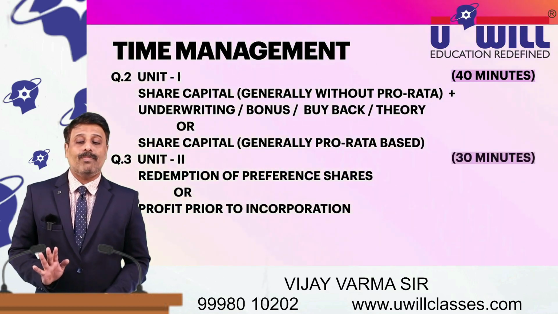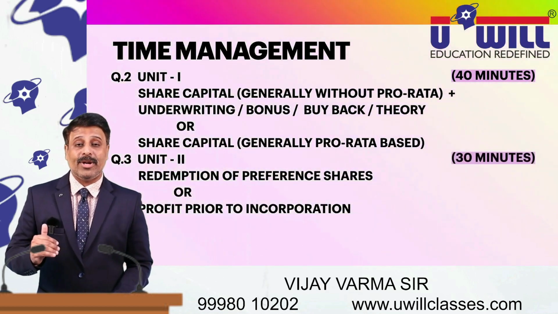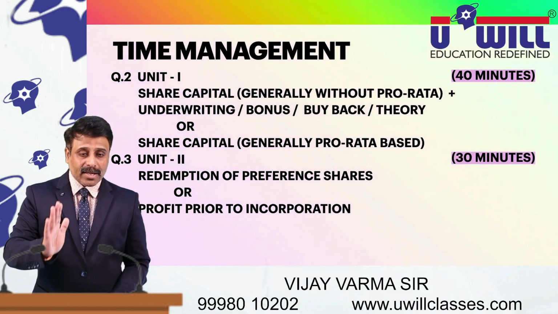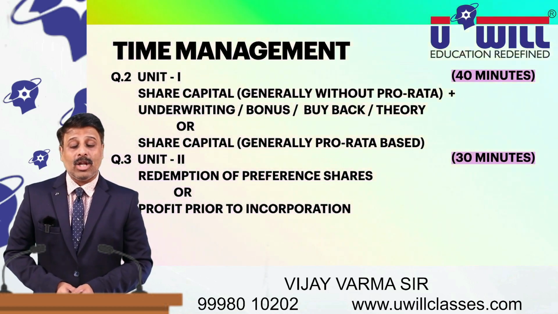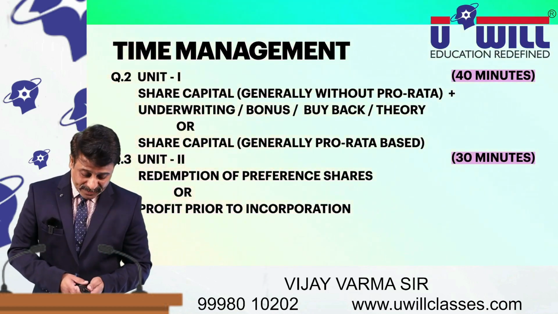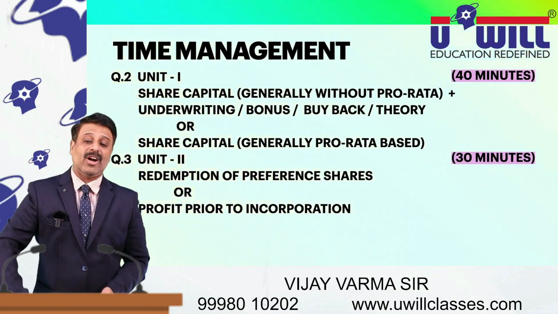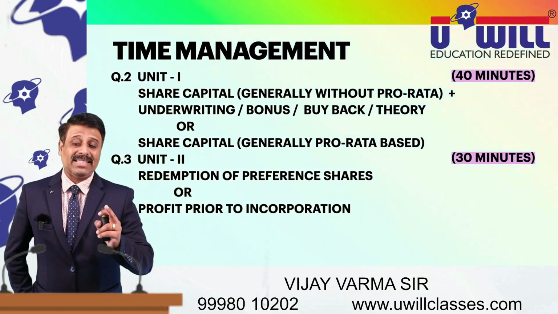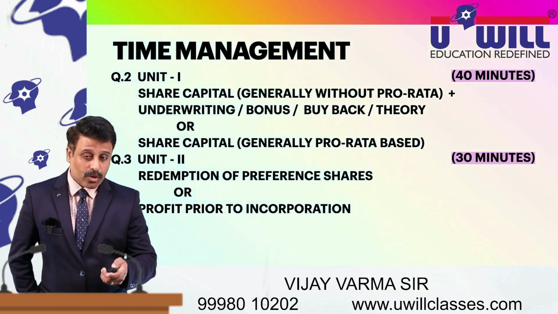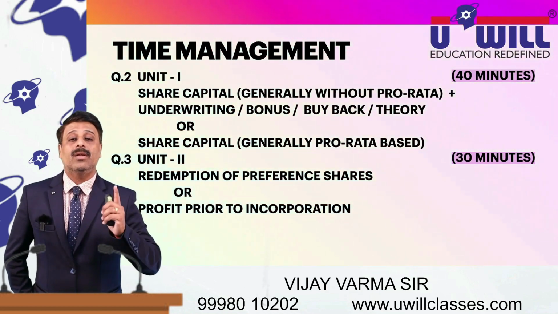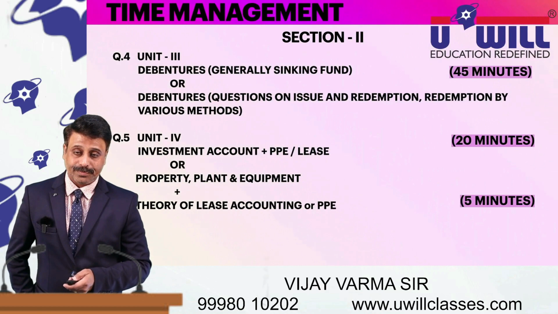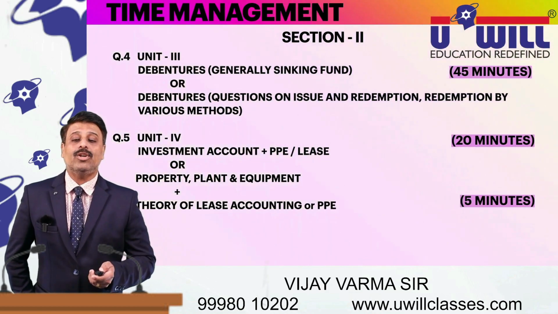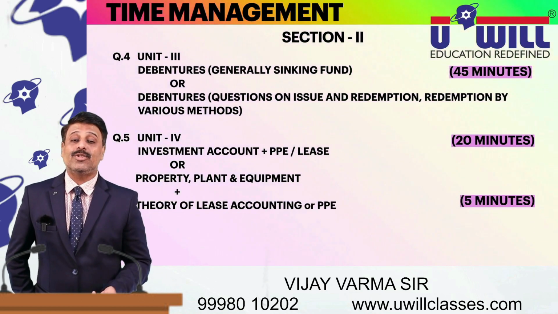In unit 2, profit prior to incorporation, I have recommended. It'll take 30 minutes to solve. On the contrary, if you go for redemption of preference shares, that might take 40 to 45 minutes to solve. So from the exam and time management point of view, it is advisable to go in for profit prior to incorporation.